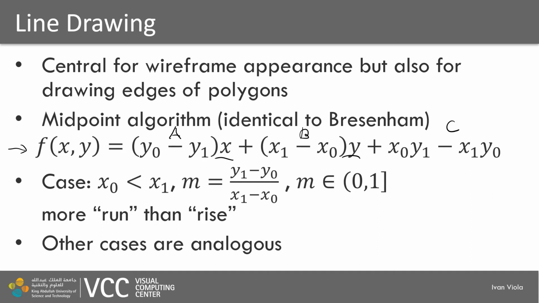But what happens if this functional evaluation is not 0, but some other value? Well, then it will basically tell us that the point is at some distance from our line. And it is a signed distance, because it can be either above or below that line.